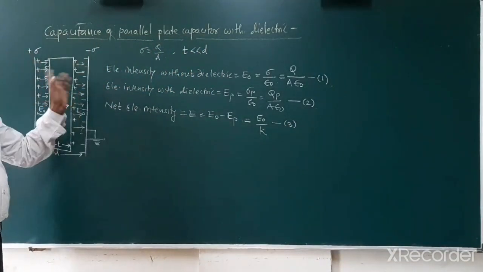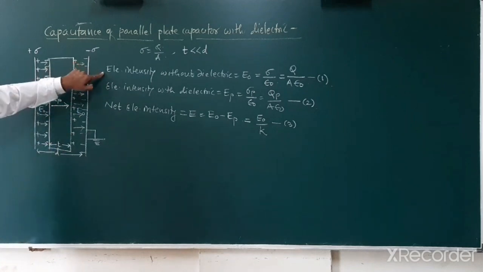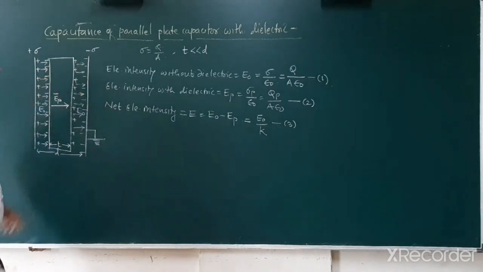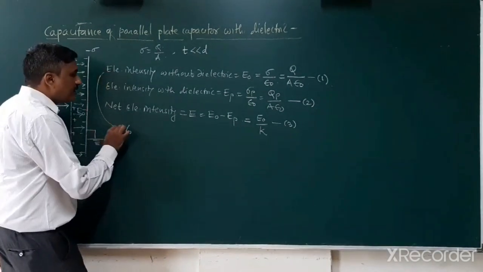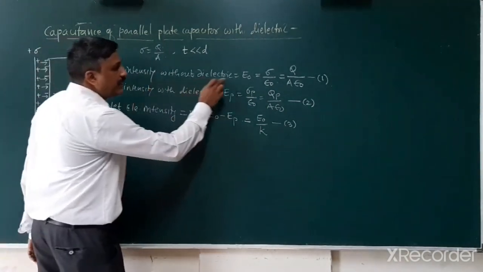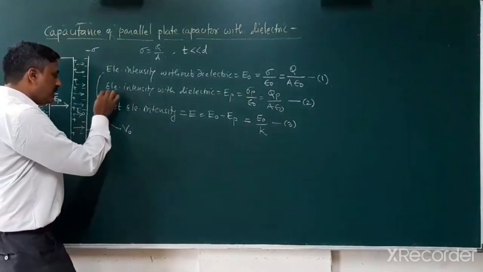Now convert these intensities in terms of potential, because without dielectric the intensity is E0, and at that time the potential is V0. Let me write the potential is also V0.